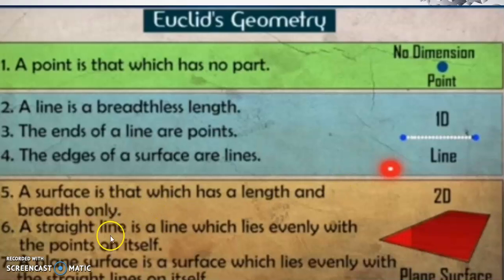And in his fifth and seventh definitions, he defines a surface: a surface has length and breadth only, and a plane surface is a surface which lies evenly with the straight lines on itself. So these are all the 7 important definitions of Euclid that you learned in the last class.